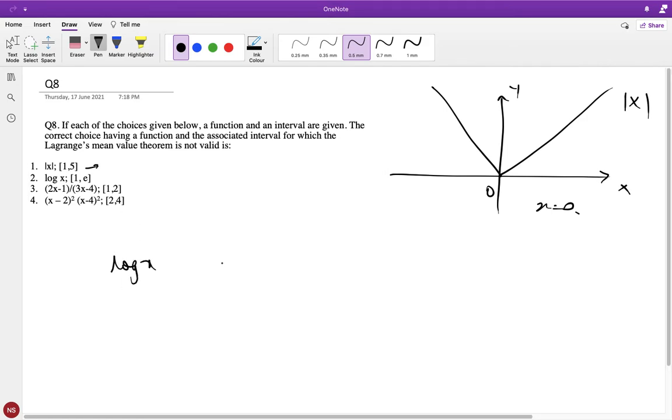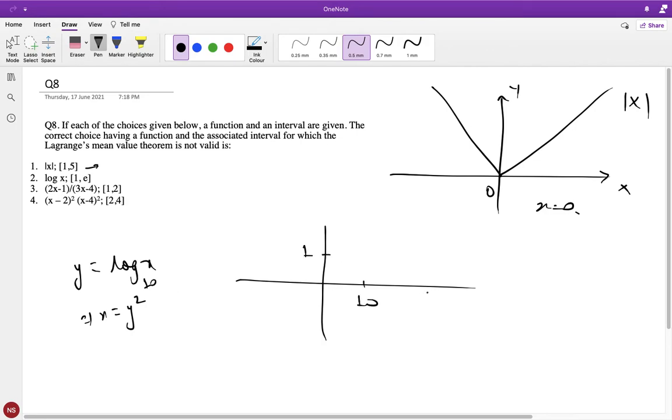Now log of x. If y is equals to log x, that means x equals to 10^y, so it is something like this. If x is, say, this base is 10, if x is 10, y is 1, if x is 100, y is 2. So it is something like this. If x goes to 0, this goes to minus infinity, right? And at x equals to 1, y will be 0. So this is the curve.